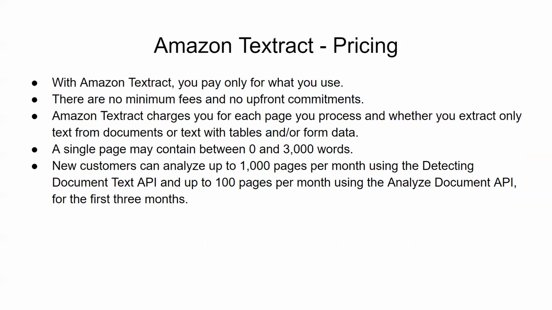Textract charges you on each page that you process, whether you extract only text from the document, or text with tables, or even the form data. A single page may contain between 0 to 3000 words. So the pricing is that new customers can analyze 1000 pages per month using the detect document text API, and up to 100 pages per month using the analyze document API when you extract form data or tabular data, for the initial 3 months.